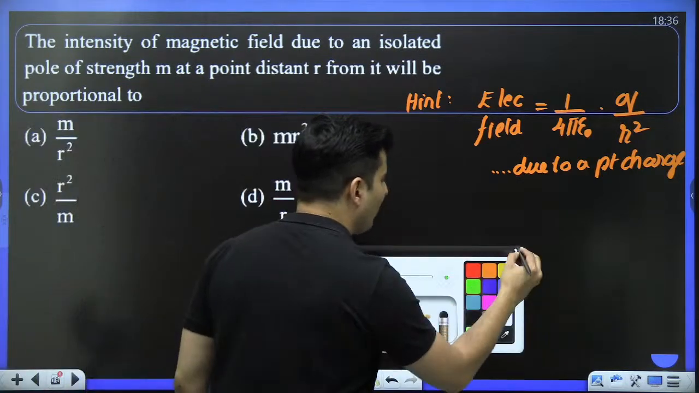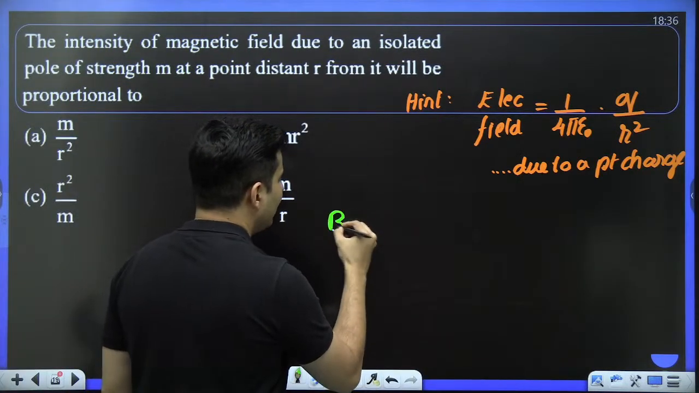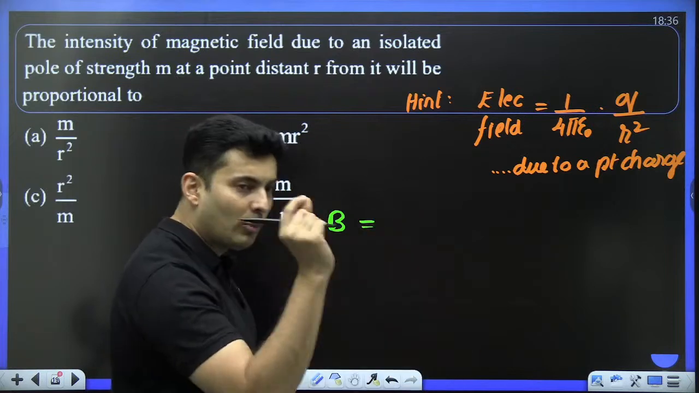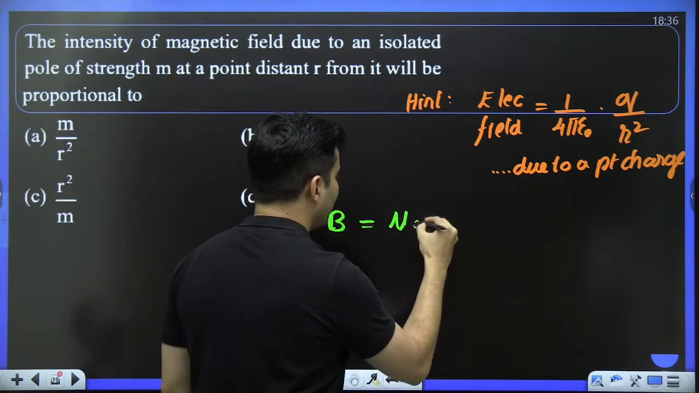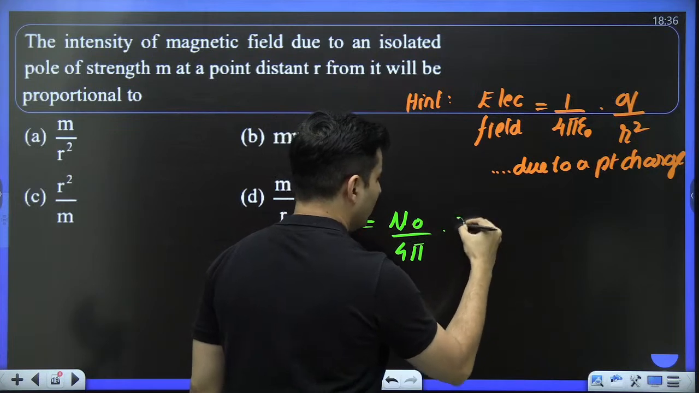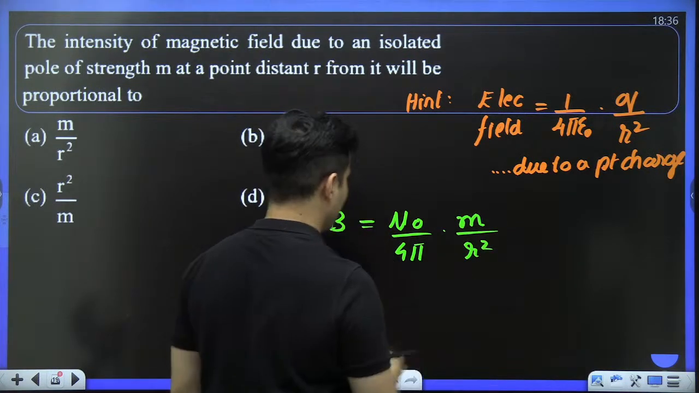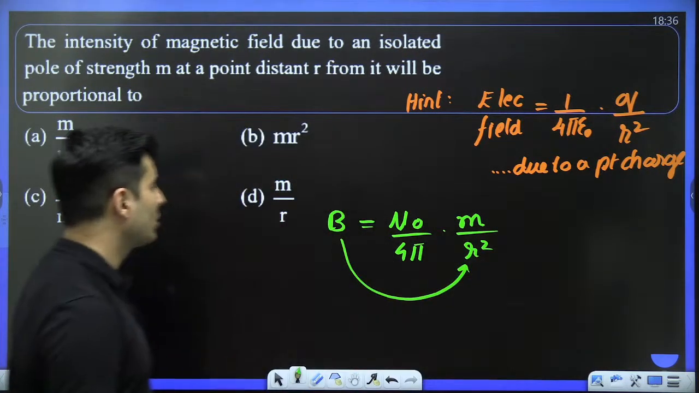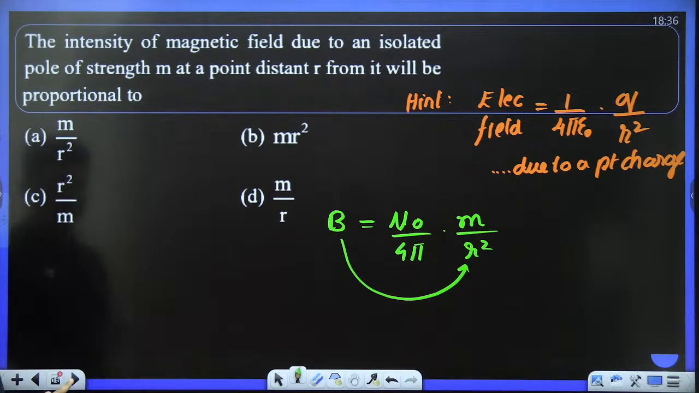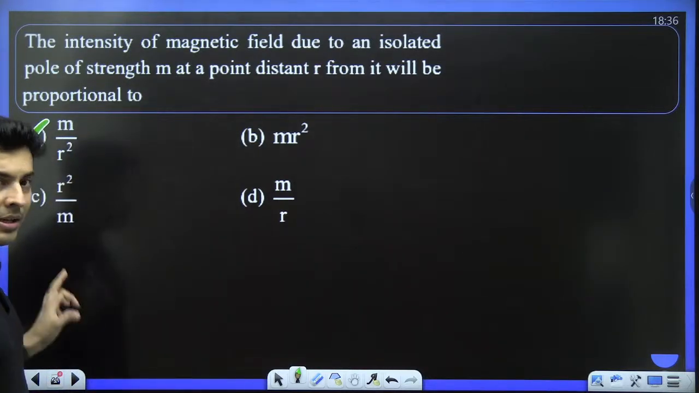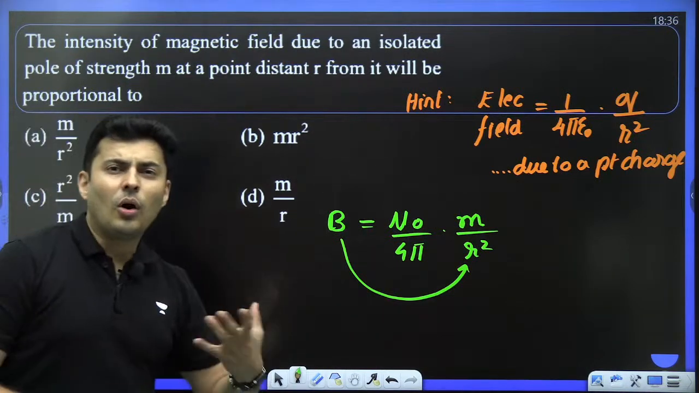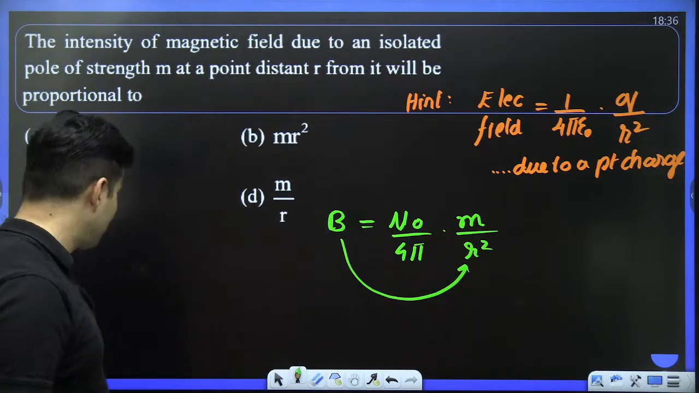So my dear warriors, the magnetic field due to a single polarity will be mu naught by 4 pi into the pole strength divided by R square. You can clearly see it is proportional to M by R square. So hence that is the answer. In fact, you can write all other formulas just like this.